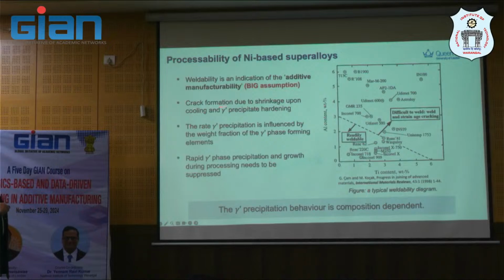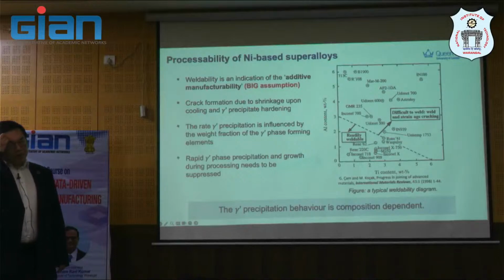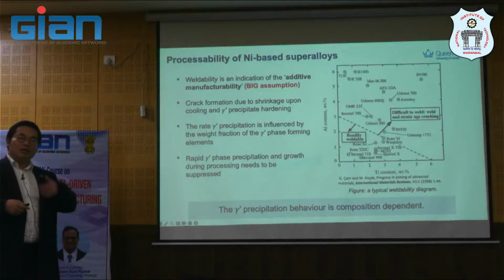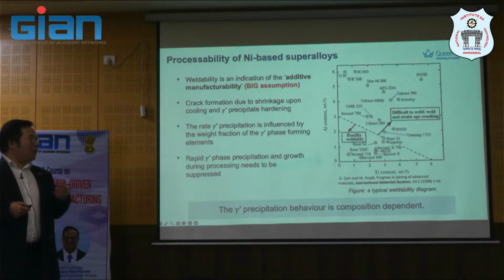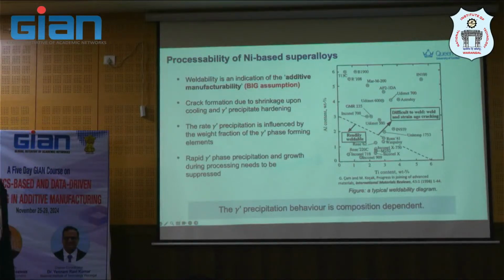And then we use crack formation due to the shrinkage as a cooling and precipitation hardening to consider into the design cycle. And then the rate of gamma prime precipitation influenced by the fraction of it. And then the growth. Again, you will see here that is based on the metallurgy. We can call that this is a physics-based informed machine learning that we try to develop here.